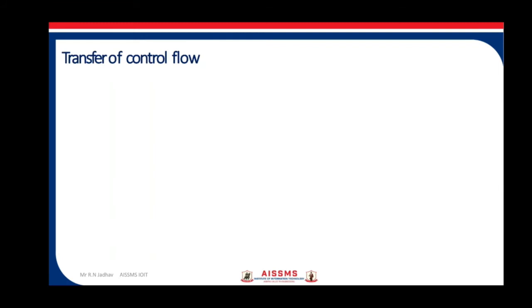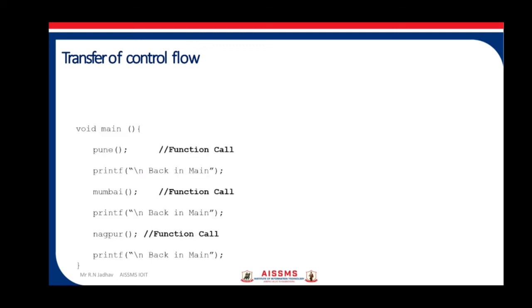Now let us see the transfer of control flow. Whenever functions are called, how will the execution flow change? Let us consider this is my main function. In that I have made function calls to multiple functions. These functions are Pune, Mumbai and Nagpur. Now I have written function definitions for all these functions.